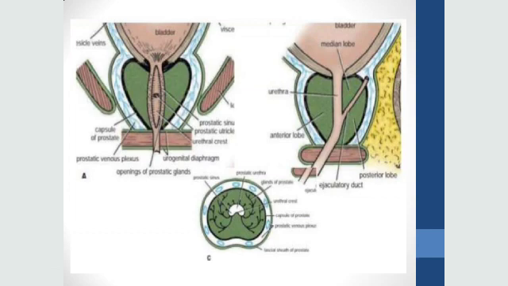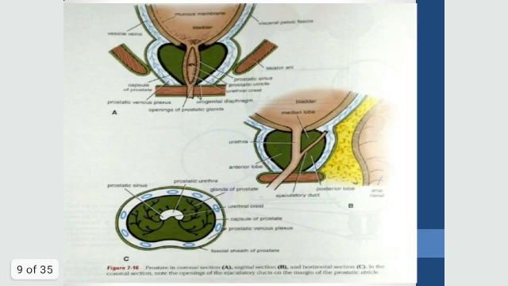In the lateral section, you can see the anterior and posterior lobe, the ejaculatory duct entering into prostatic urethra, and the zones of the prostate. Same picture.